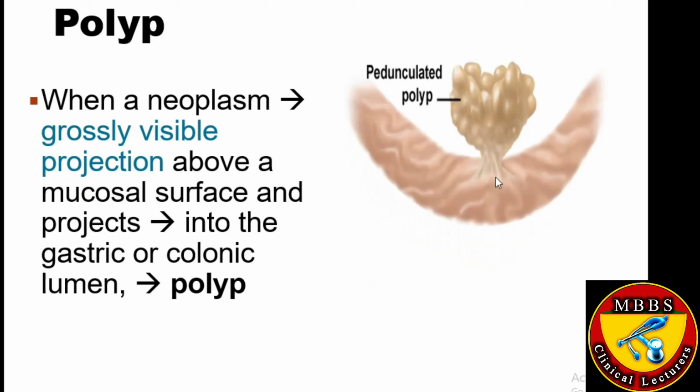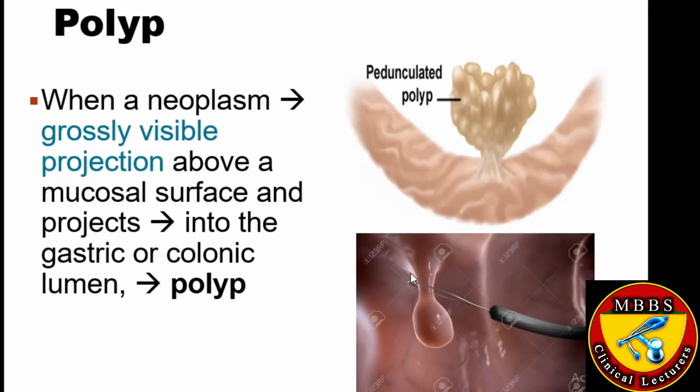This is the mucosal surface, and the growth is overlying the mucosal surface. It projects above the mucosal surface. So this is a polyp, and since it has a peduncle, a stalk, we call it a pedunculated polyp. The other one in the picture is a polyp that is protruding into the lumen of the gut. Again it has a stalk, so it is a pedunculated polyp, and it is grossly visible, and it can be removed by surgery.